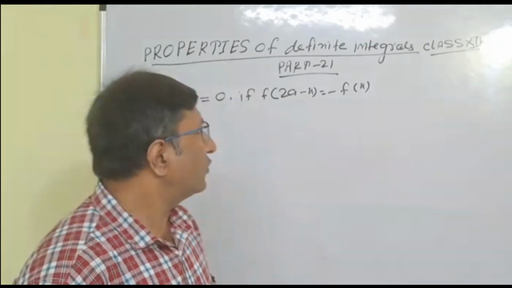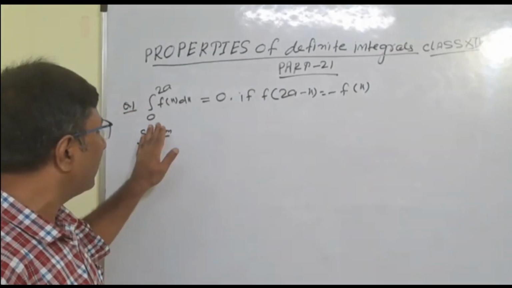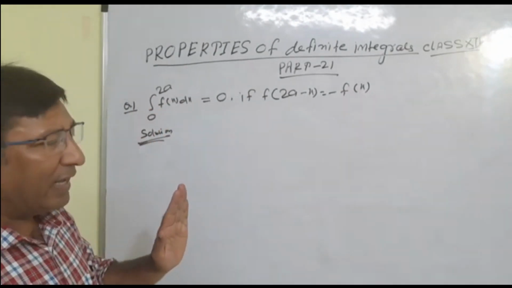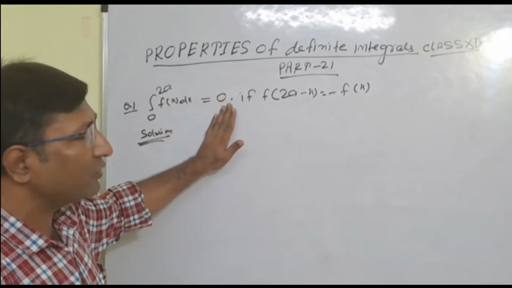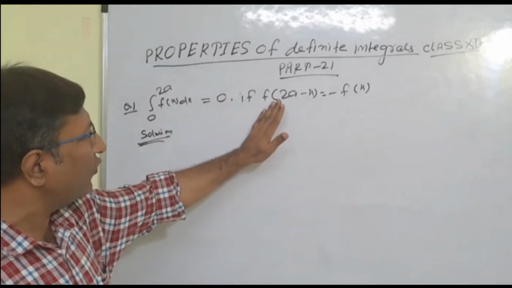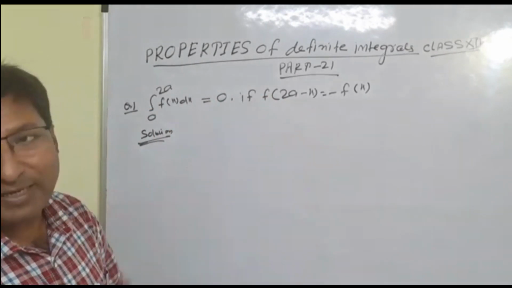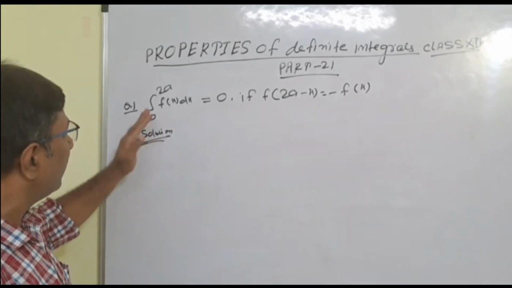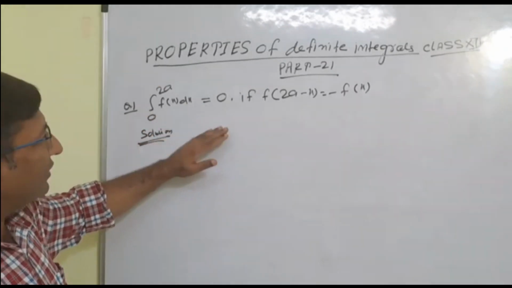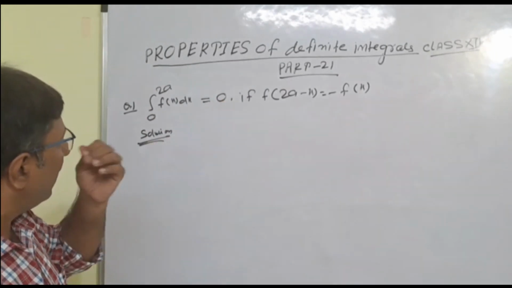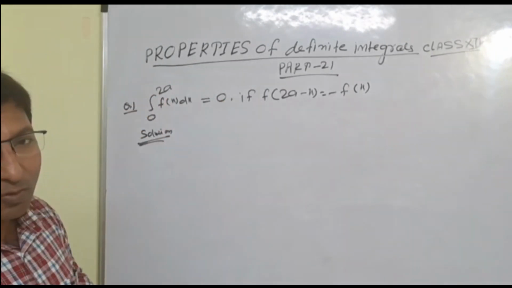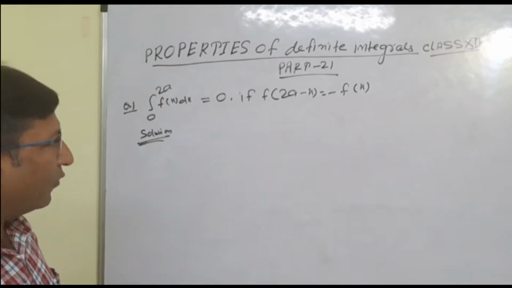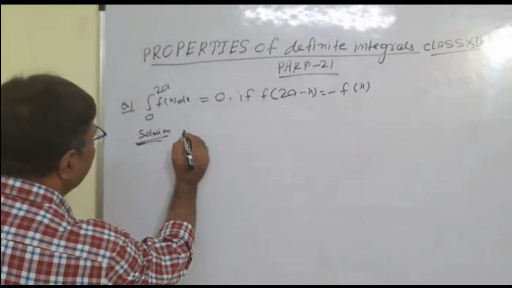Let us see. So here the first point is what? The integral from 0 to 2a of f of x dx equals 0 if f of 2a minus x is equal to minus f of x. So this is a property of definite integral. It's 0 to 2a of a given function of x. This will be 0 when f of 2a minus x is equal to minus f of x.